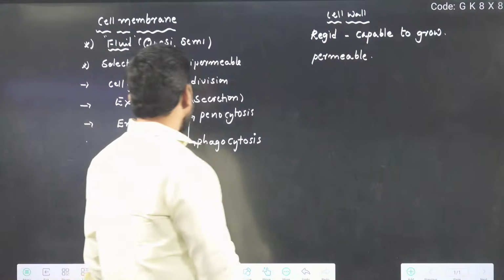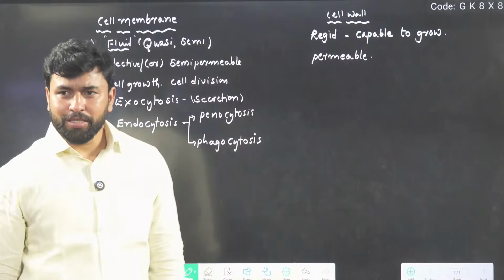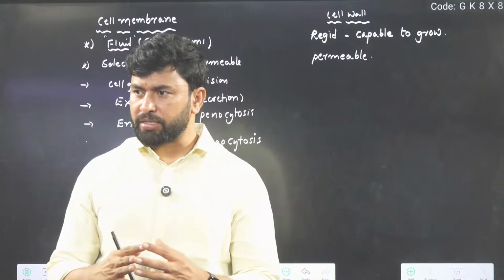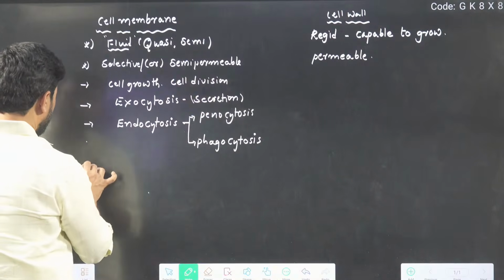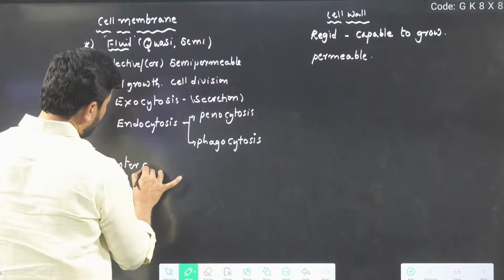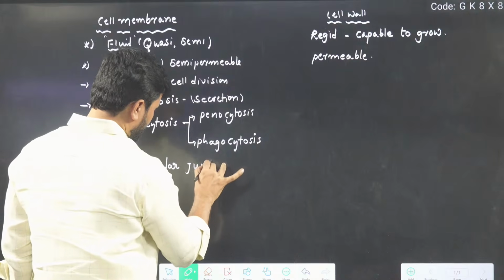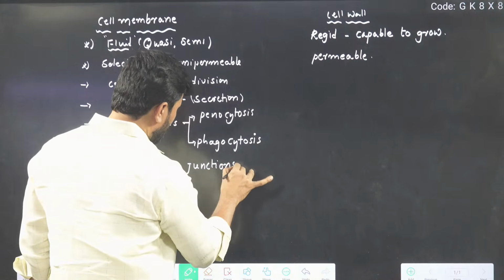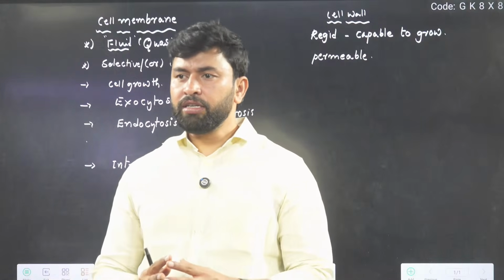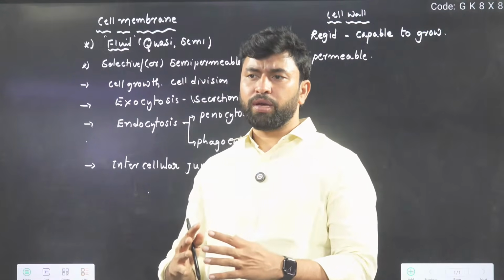Next one, when you talk about cell wall, it will not have all these things. It is not responsible for cell growth, cell division, endocytosis, exocytosis, etc. But one thing, cell membrane is responsible for formation of intercellular junctions. What does it mean by intercellular junctions? Intercellular junctions are those cytoplasmic connections between two neighboring cells.